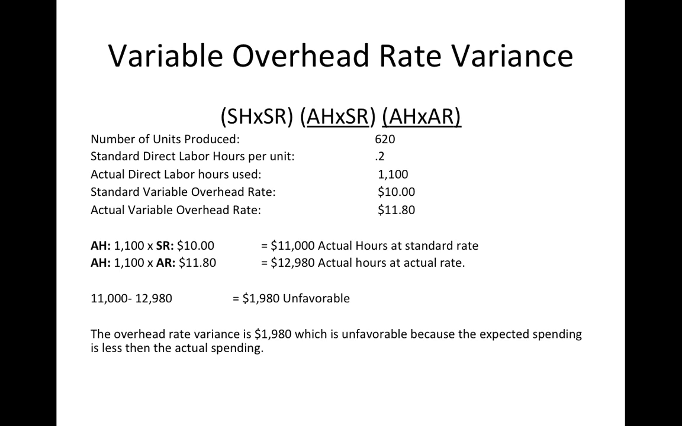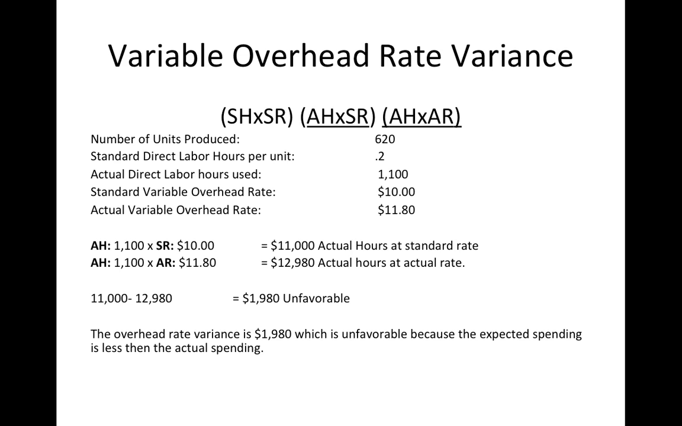And we'll start by calculating the first of the two equations, which is the actual hours times its standard rate. The actual hours is given to you at 1,100, and you multiply that by the standard rate of $10, which again is given to you, and gives you a total of $11,000. The next formula would be the same actual hours, 1,100, times the actual rate of $11.80. This gives you a total of 12,980.